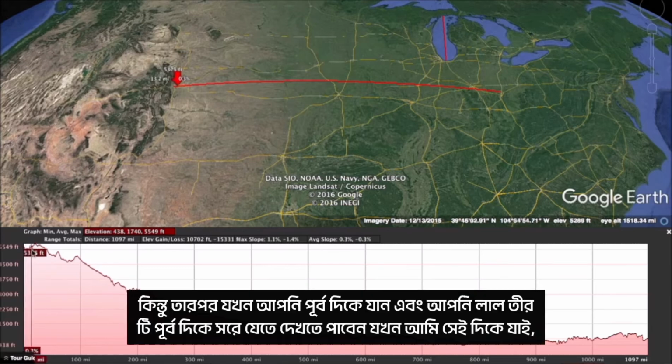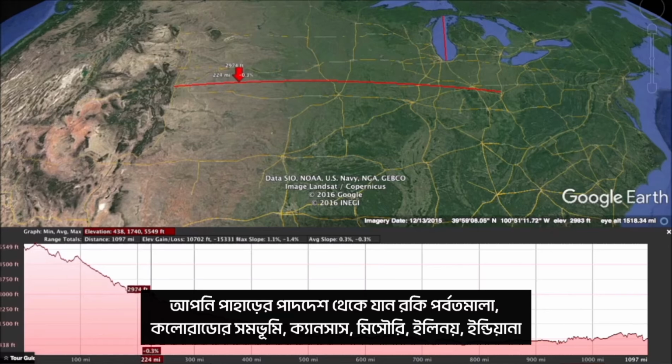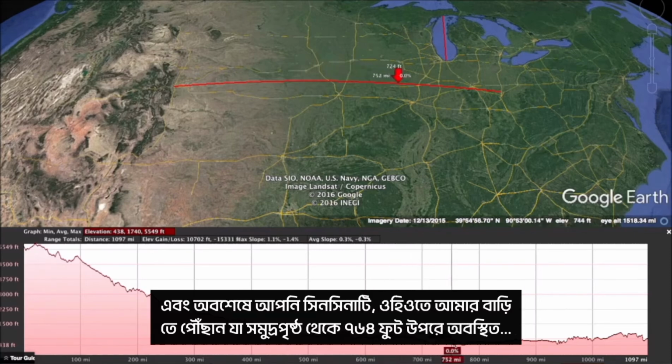But then as you move east, and you can see the red arrow move east as I go that direction, the landscape starts to change where the elevation drops down and continues to drop. You go from the foothills of the Rocky Mountains into the plains of Colorado, Kansas, into Missouri, Illinois, Indiana, and then finally you get into Cincinnati, Ohio, to my house, which is 764 feet above sea level.